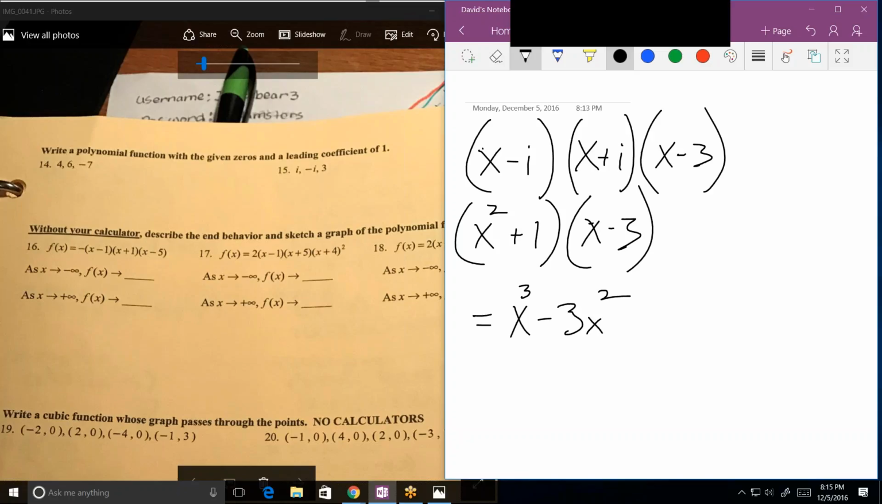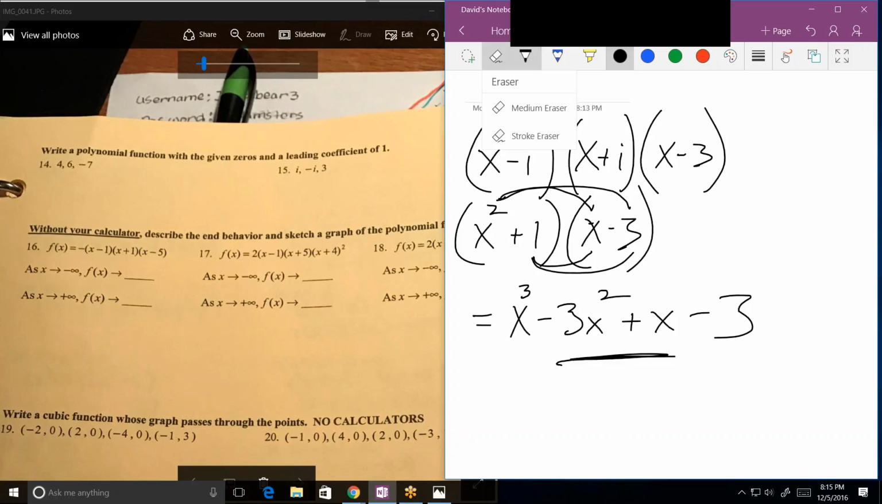Whereas when you're doing FOIL, you're doing this, and then this, and then this, and then this. So it'd be minus 3x squared. What's the middle? Plus 1x. And then it'd be minus 3. And here, these two terms don't combine.